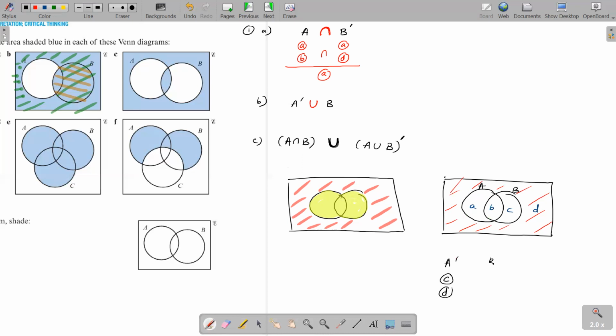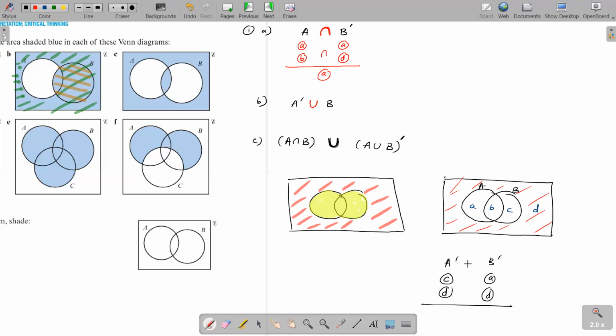And then if you take B dash, because I'm trying to go outside, B dash means all the regions outside circle B. What are the regions outside circle B? It's A and D, right? Guys, outside circle B, it's A and D. Can you see? And then don't take the union. If you take the union, you have to take everyone: A, C, and D.